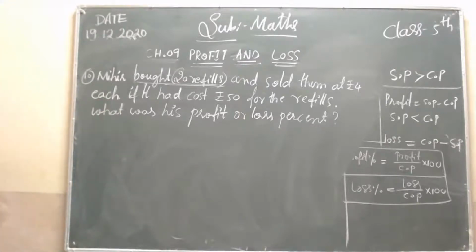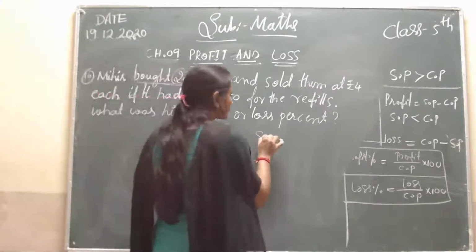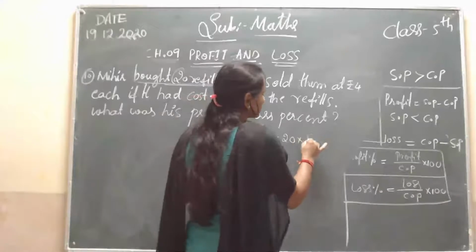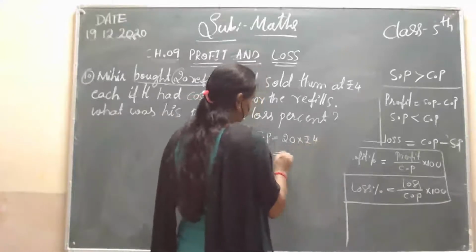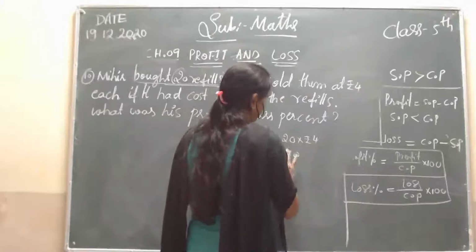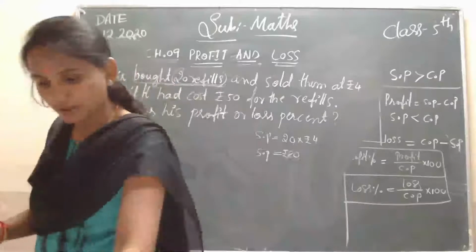First you have to write, students, CP is equal to, you have to write CP. How many refills? The 20, but each is 4 rupees. So what total is going to be considered? That is 80 rupees. Yes, that is 80 rupees you have to consider.